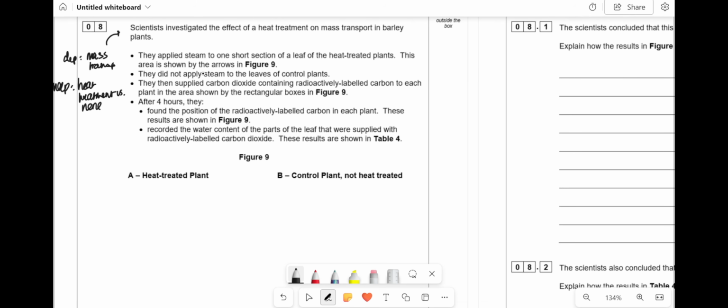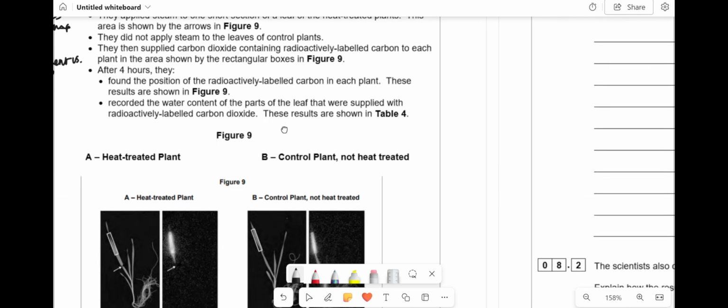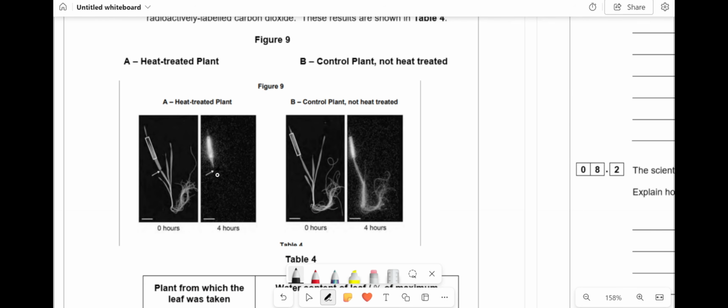So what they did is they put steam on one side of the leaf, so one short section. This area is shown by the arrows in figure 9. So that's been heat treated. Let me do it in a different color.